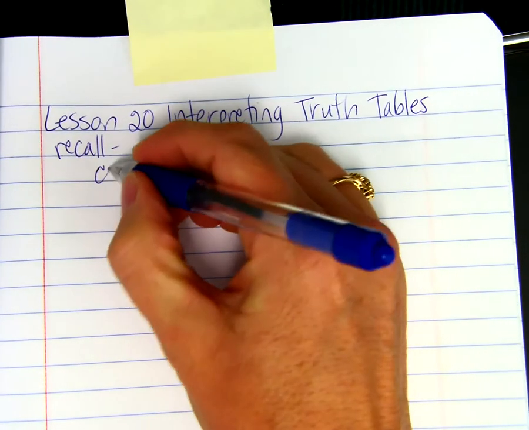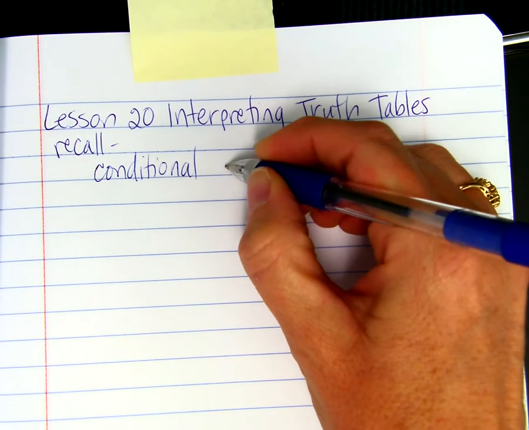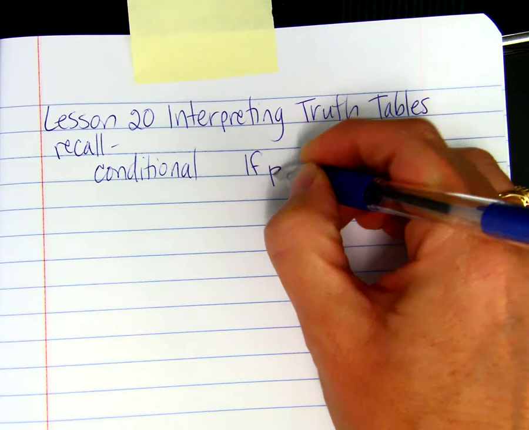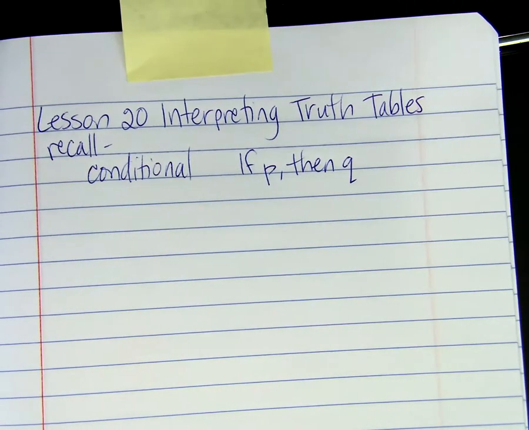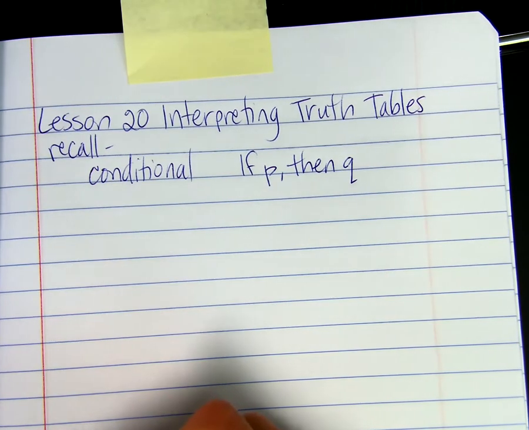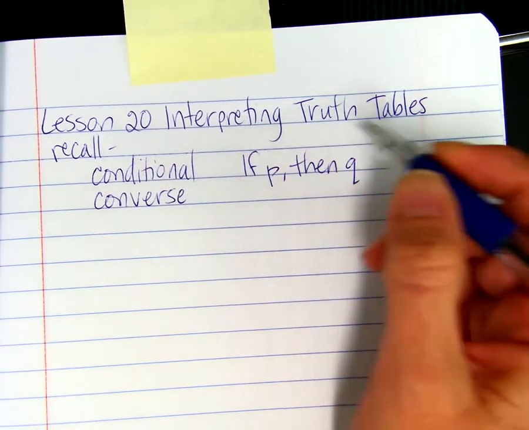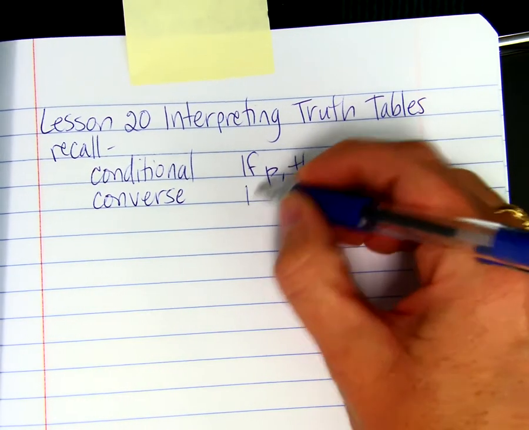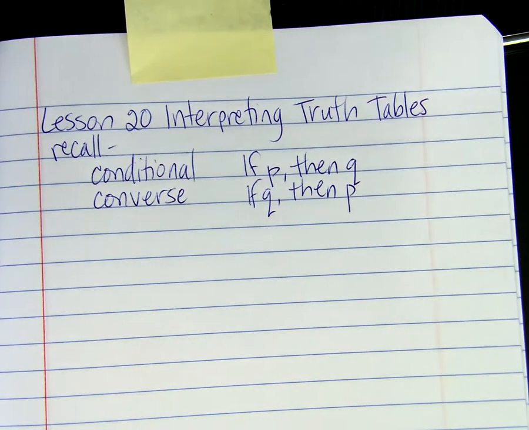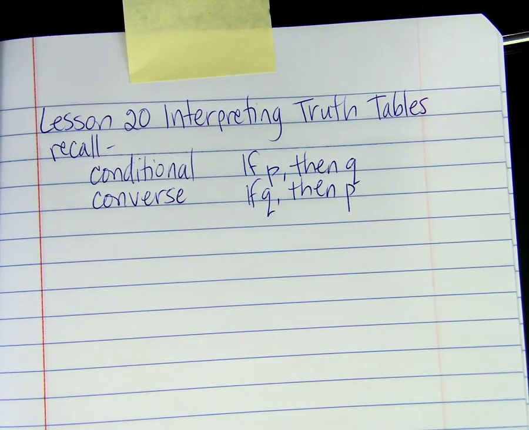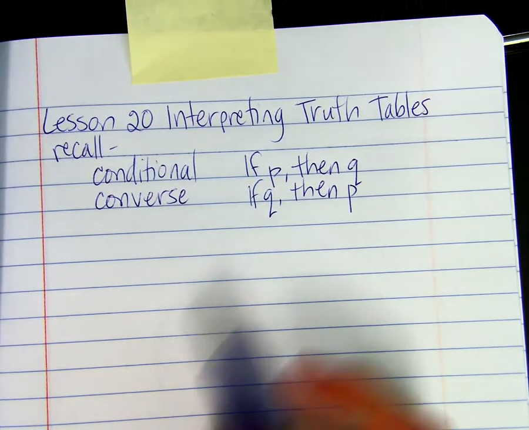A conditional statement is if P, then Q, where P is the hypothesis and Q is the conclusion. The converse of a conditional statement is if Q, then P, and that's where we switch and do if the conclusion of the original conditional statement, then the hypothesis.